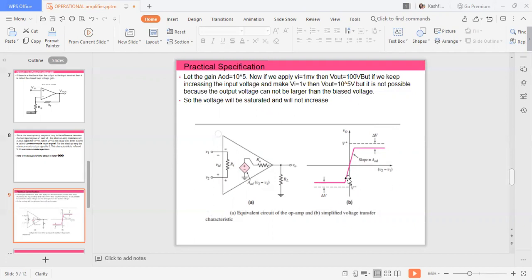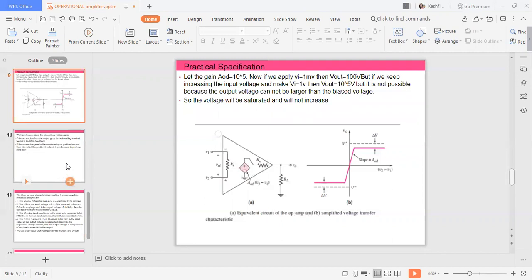So here we can see the V2 minus V1, that means the difference at the input terminal, versus the V output voltage curve. If we keep increasing the difference V2 minus V1 at the input terminal, then the output voltage is increasing. But after a certain amount, it is not increasing and the voltage becomes saturated. So this is the transfer characteristics curve of an op-amp.